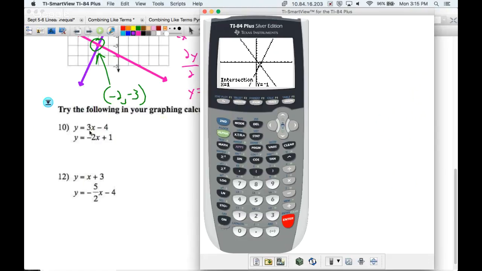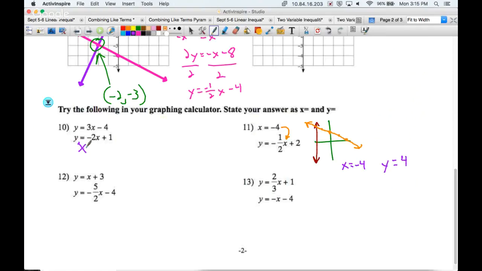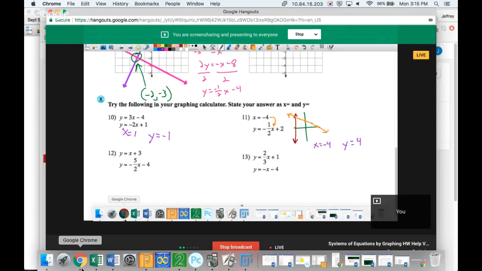And it asks us to give our answers as x equals 1, y equals -1, and not make this an ordered pair. All right, that should be good for this homework. Have a good rest of your day.